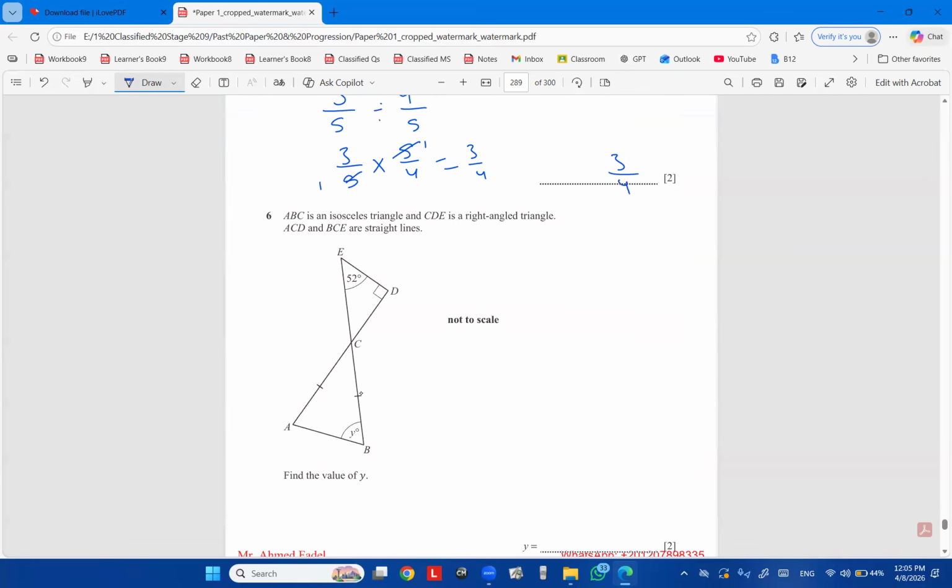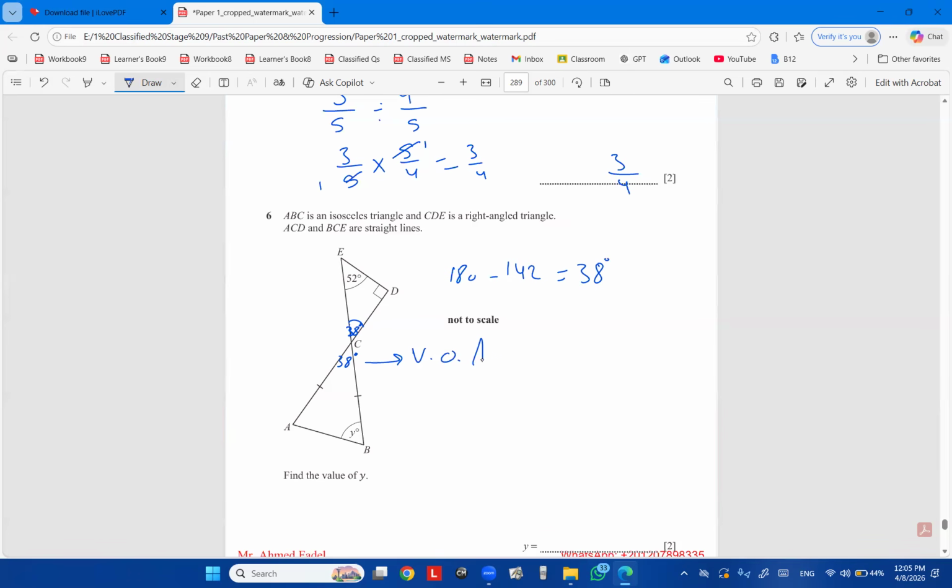The next question, they want y. I can find this third angle. 52 plus 90 gives exactly 142. So 180 minus 142 gives exactly 38 degrees. So this is 38. This is vertically opposite with this, so this is also 38. Vertically opposite angles.